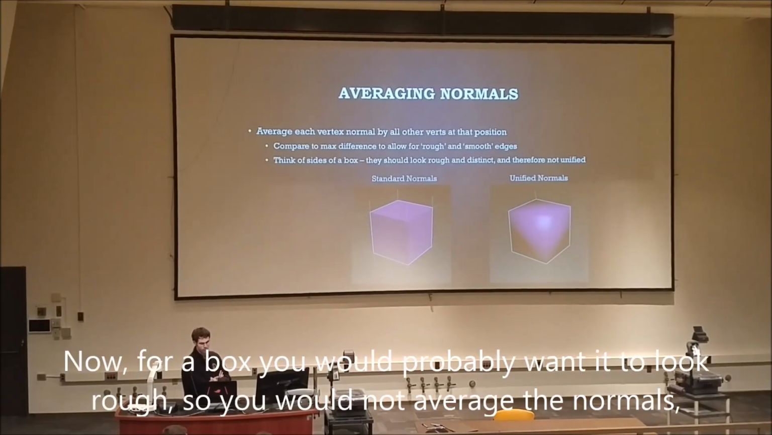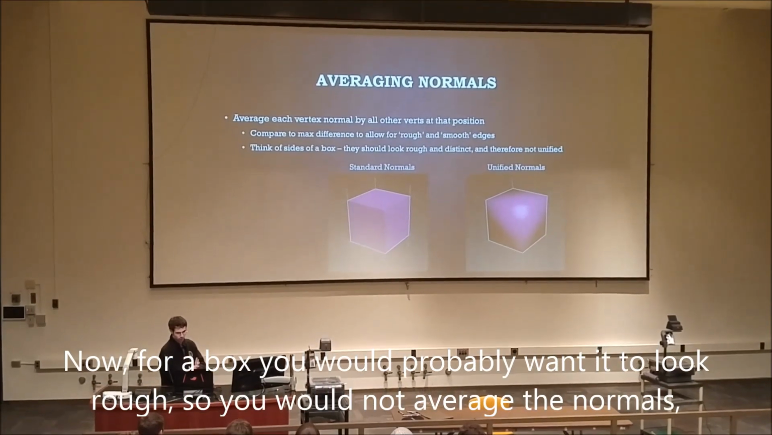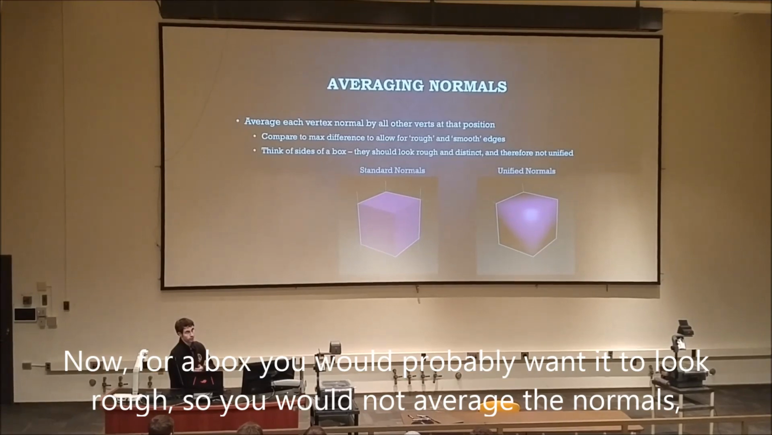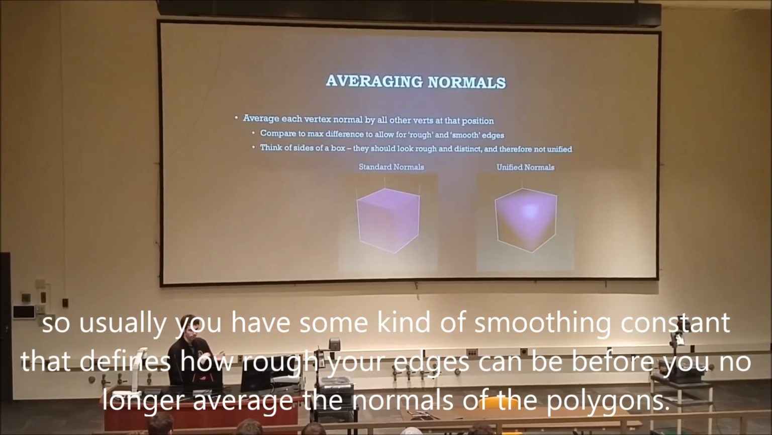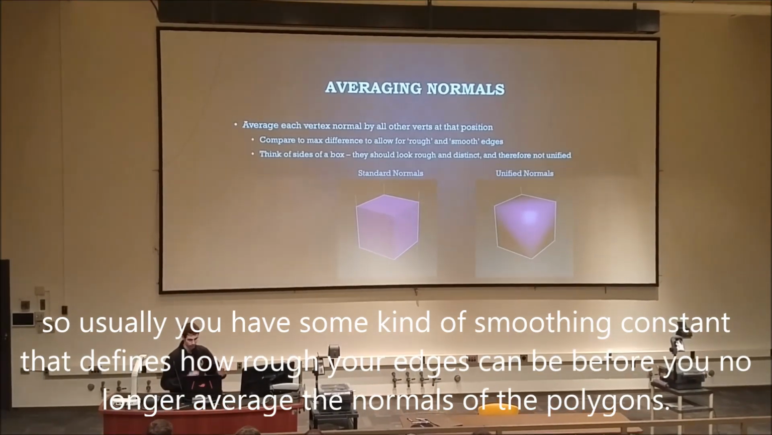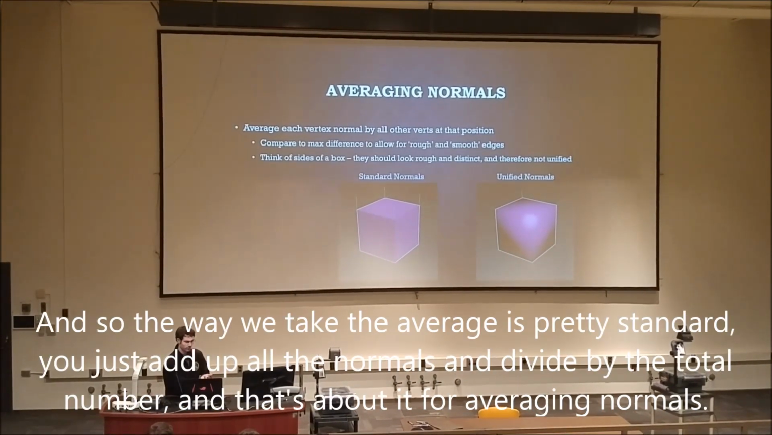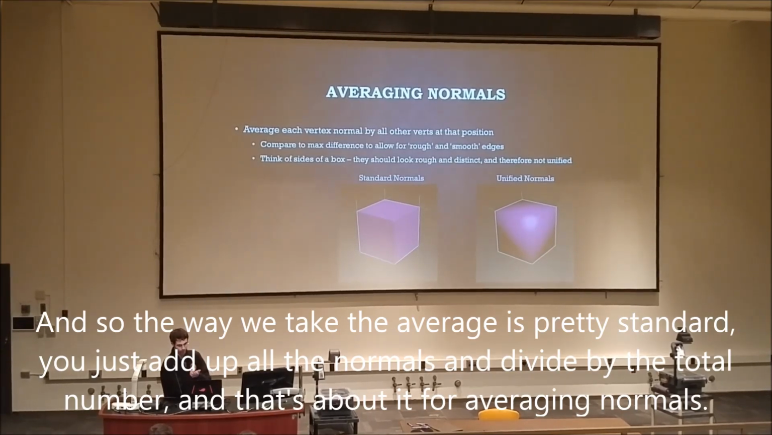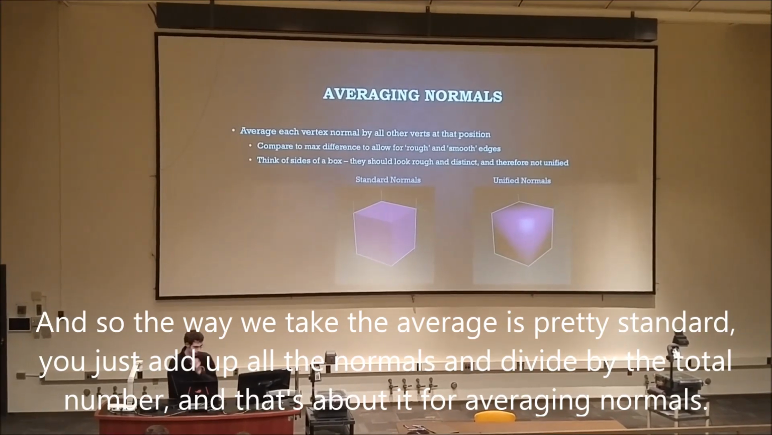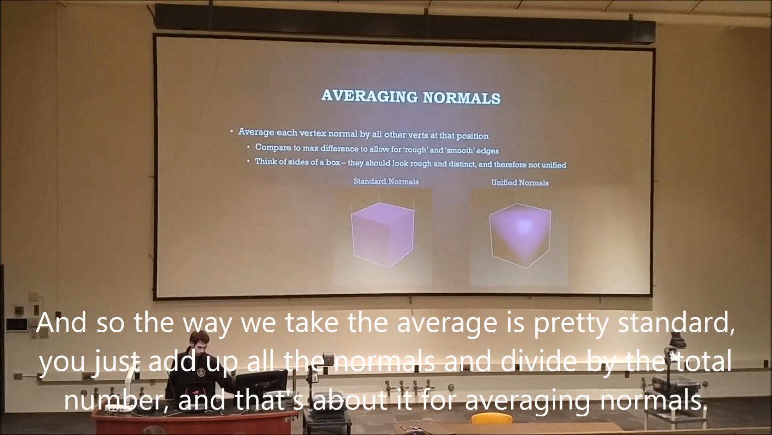Now, for a box, you probably would want it to look rough, so you would not average normals, but you usually have some kind of smoothing constant that defines how sharp a curve should be before we average them. That's really easy. You just take the average of all the normals the way you would take any average: add them up and divide by the count. And that's about it for normals.